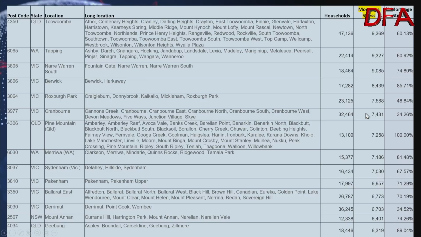Cranbourne, so you see this great swathe of Victorian high growth, high development postcodes. Then we go up to Queensland to Pine Mountain, down to Western Australia to places like Quinns Rocks and Ridgewood and Tamala Park. Then we come back to Victoria to Sydenham, then to Pakenham, then to regional areas like Ballarat East, then Point Cook and Derrimut, Mount Annan in New South Wales, and then Gympie in Queensland. So you can see that there are some really interesting moves compared with last month. Those of you who remember what happened then, it's worth comparing. So more Victorian postcodes in these high growth areas are in difficulty.